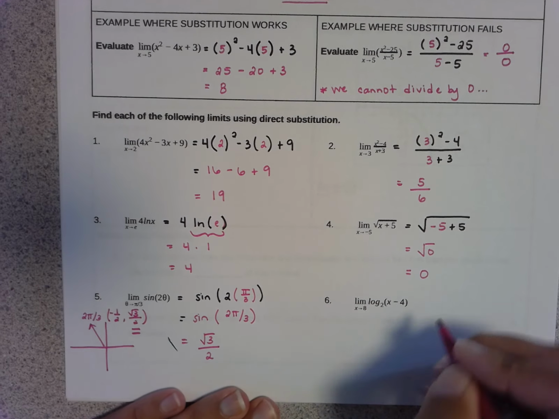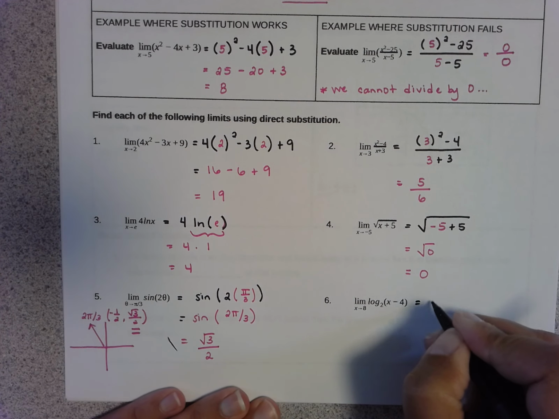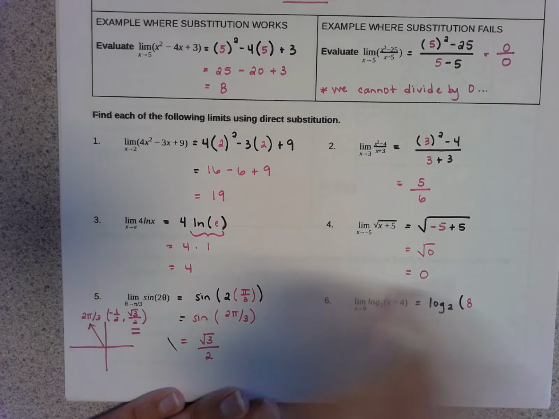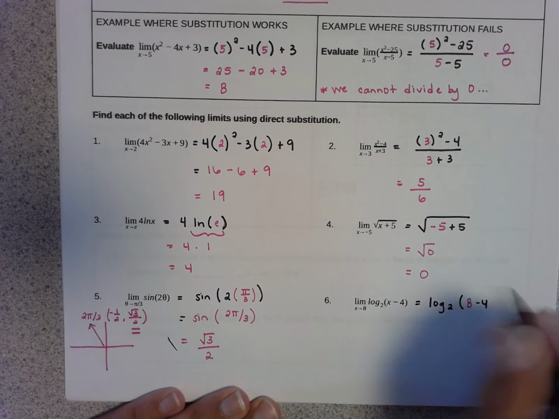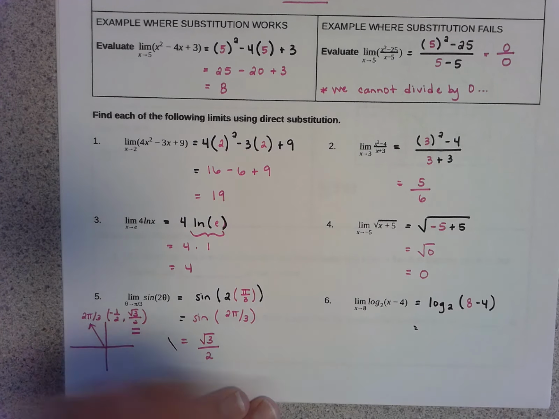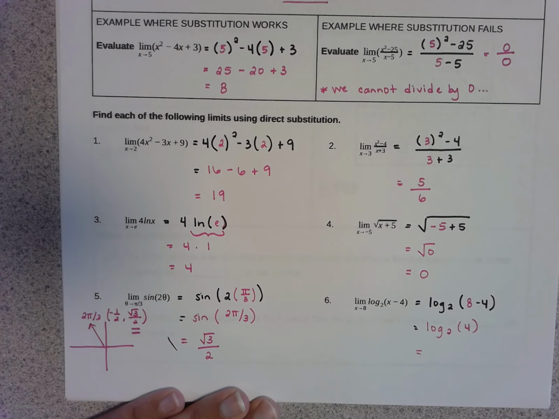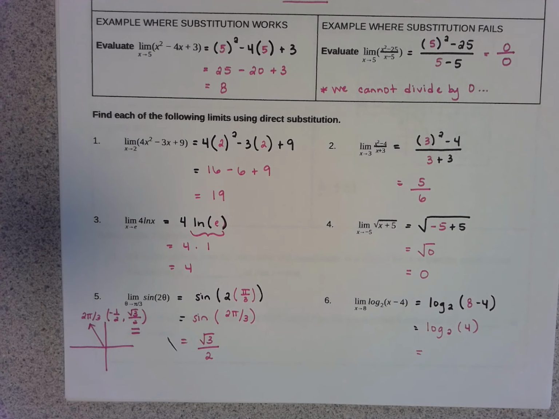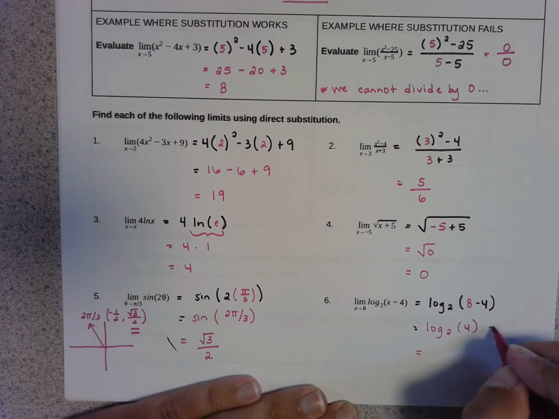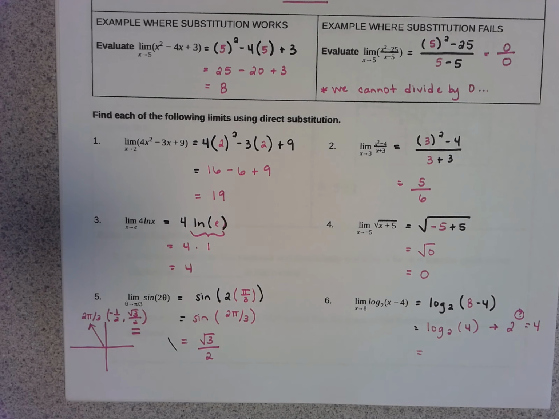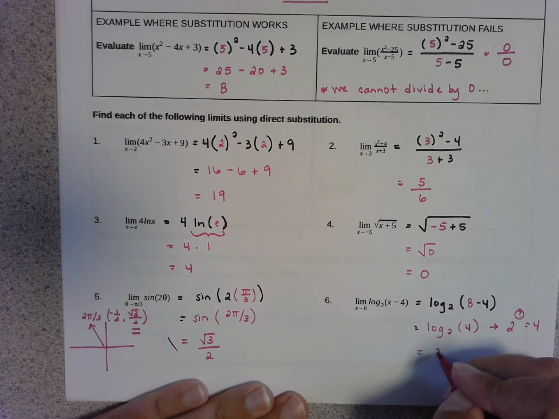Finally, for number 6, we would just plug in the number 8, so we would have log base 2 of 8 minus 4. Now, 8 minus 4 simplifies to 4, so we would have log base 2 of 4. And in order to evaluate this, we need to remember that a logarithm is just an exponent. So this is really asking us 2 to what power would equal 4? Since 2 squared is equal to 4, my answer here would be 2.